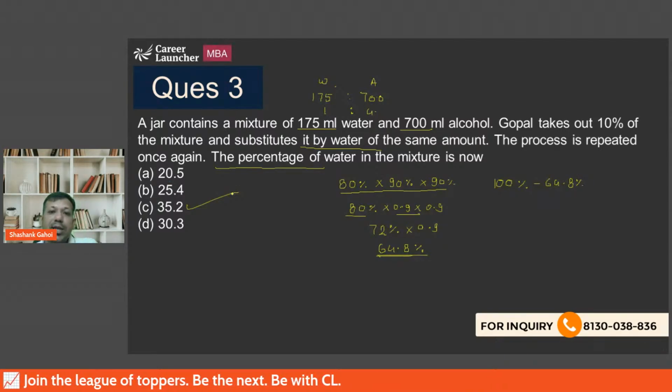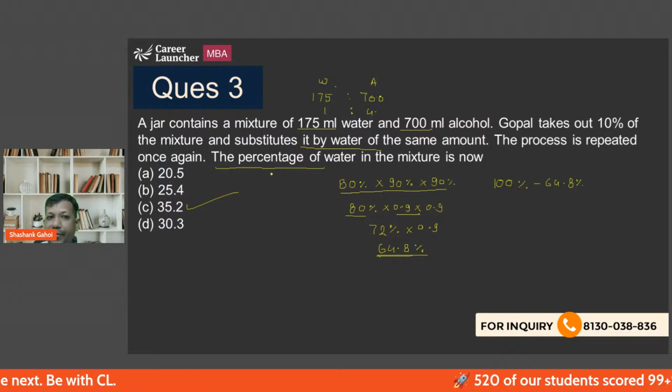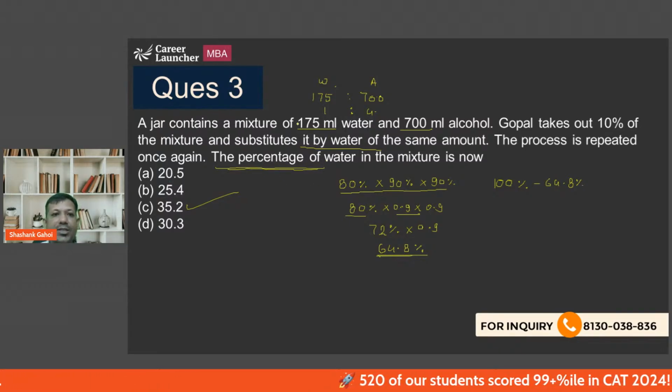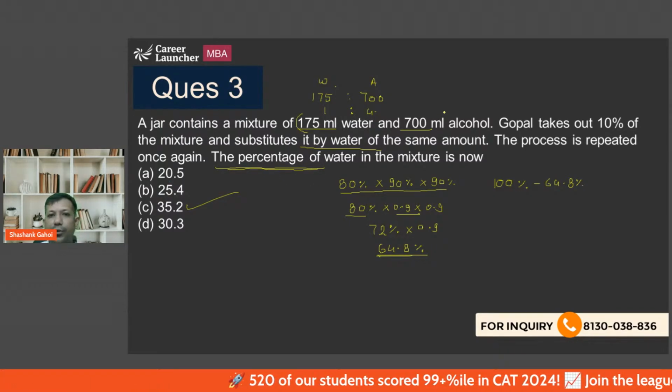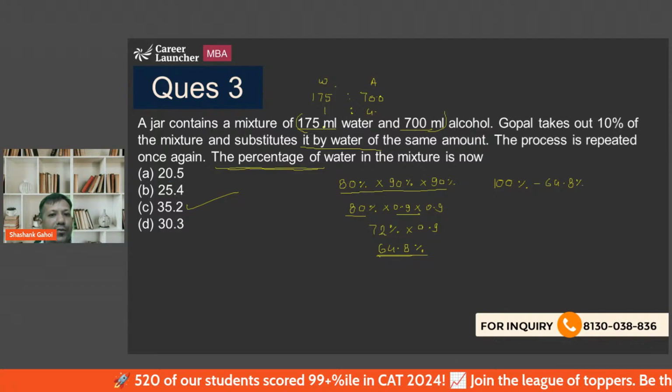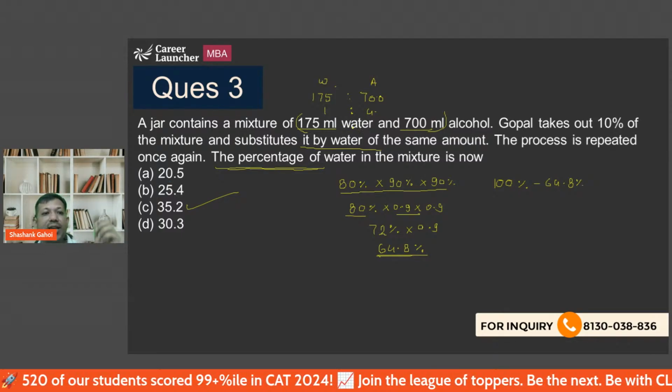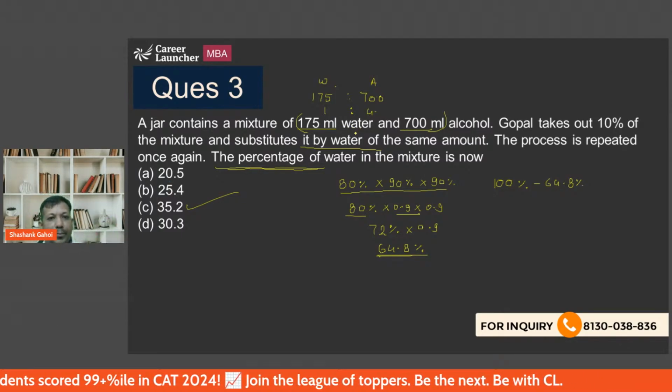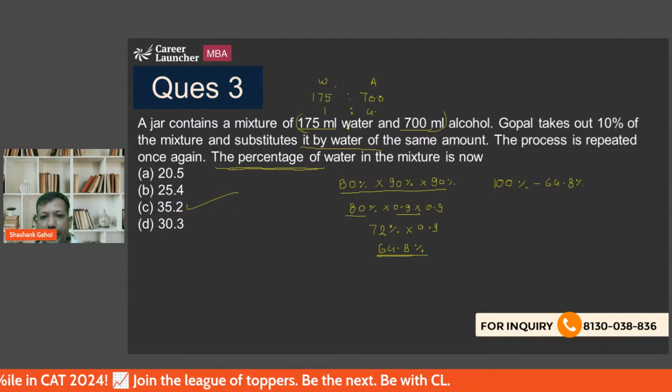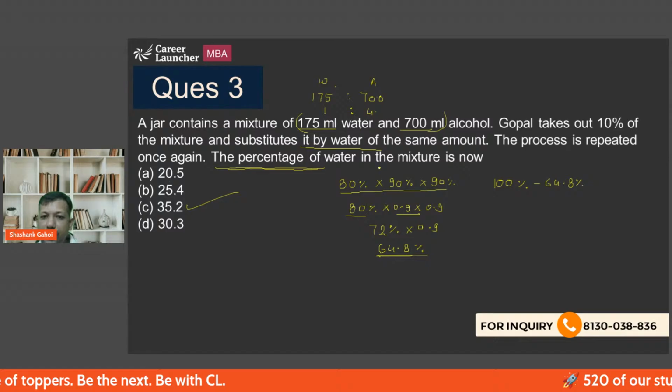So this is the approach we are going to take in these kinds of questions. Whenever the final value is in percentage, then these values are of no use. I am going to convert these values into percentages and solve accordingly, because in questions of replacement, we can directly solve them using this approach.